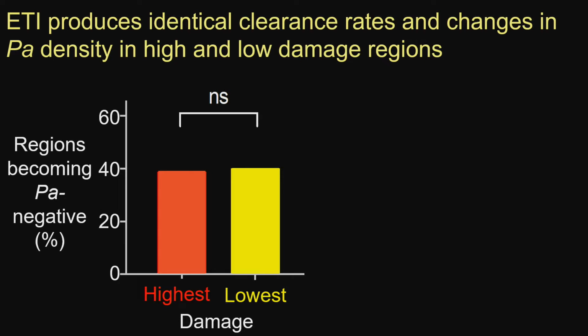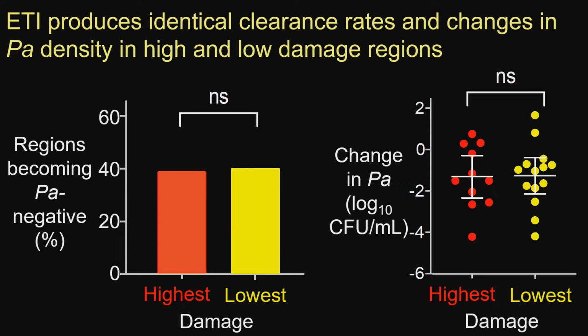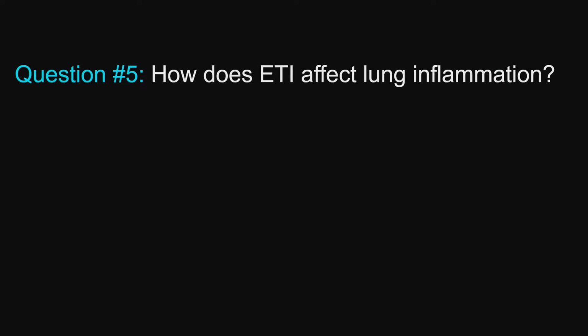Percent of regions that became PA negative at 1.5 years after ETI, and what we saw was identical rates. The highest regions, about 40% cleared. The lowest damaged regions, same thing. When you look by change in Pseudomonas CFU counts, you see a similar pattern. Both the high and the low experienced about the same 50-fold, or close to 100-fold reduction, more like 50, in Pseudomonas CFU.